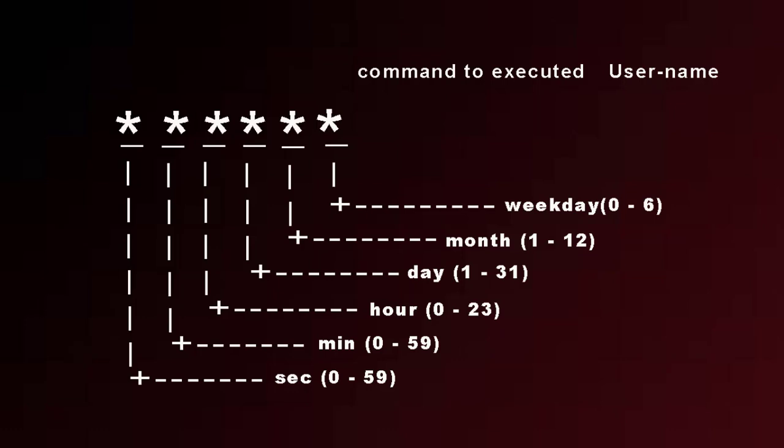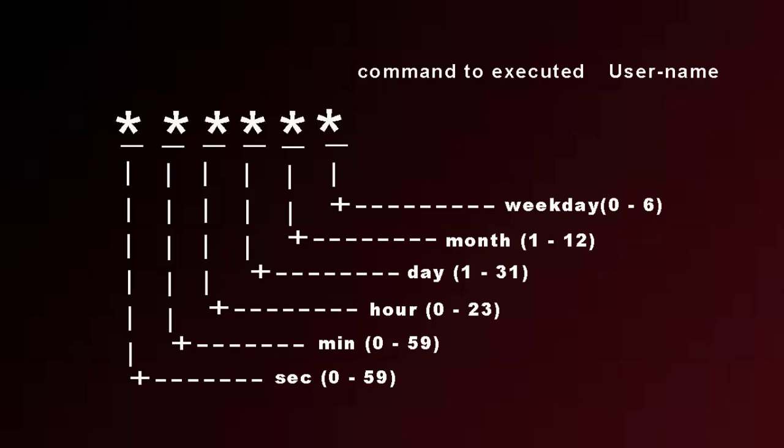That means in a week we have 7 days, so we can enter here 0, 1, 2, 3, 4, 5, 6. In the month we can enter 1 to 12. In the day we can enter 1 to 31. In the hours we can enter 0 to 23. In the minutes we can enter 0 to 59. In the seconds we can enter 0 to 59. Right? Now we understand the structure of cron.